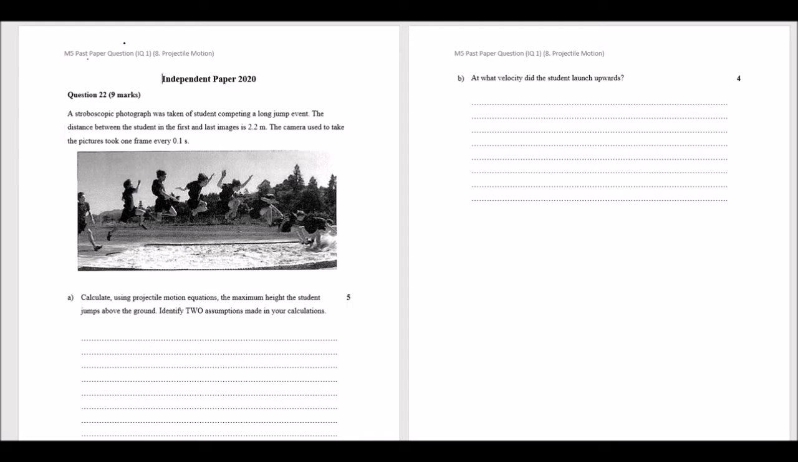Alright, so let's go through this question, which is the Independent Paper 2020, question 22, 9 marks. What you need to do firstly is highlight the key points. So we know that the first and last image is 2.2 meters, which is a displacement of 2.2 meters. If you look at the frame, every frame is about 0.1 seconds, so from there to there.